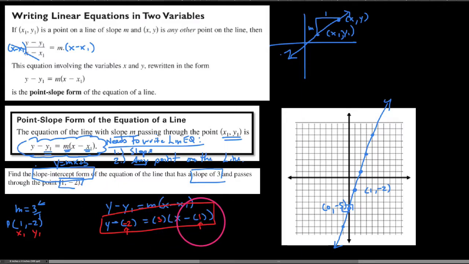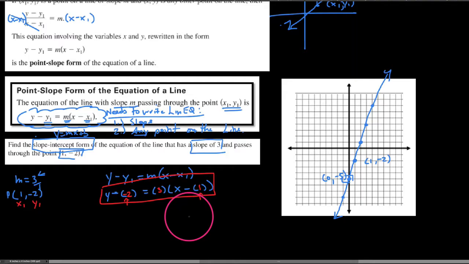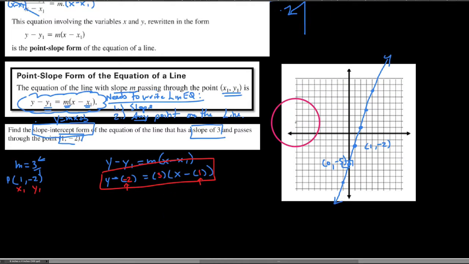So one habit to get into is this. Once you have this in point-slope form, we had a point, we had a slope, we plugged it in. What we're going to do is simplify both sides.